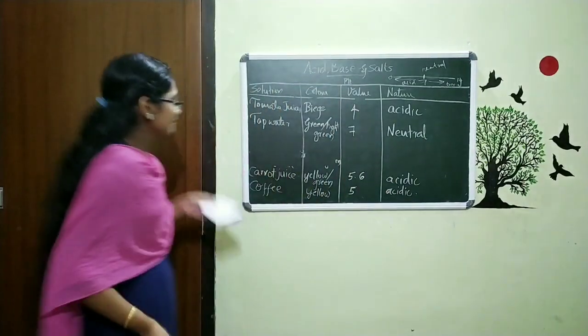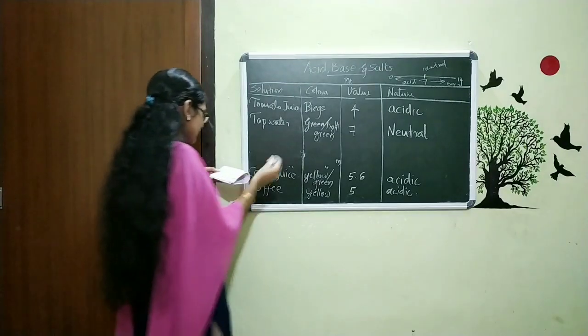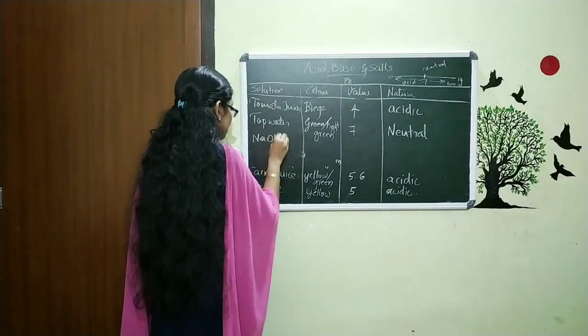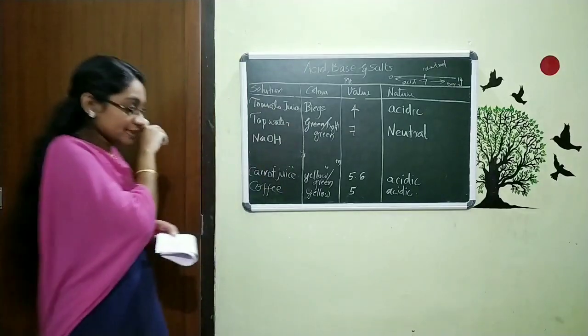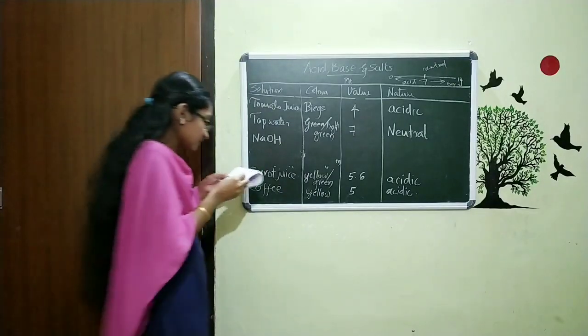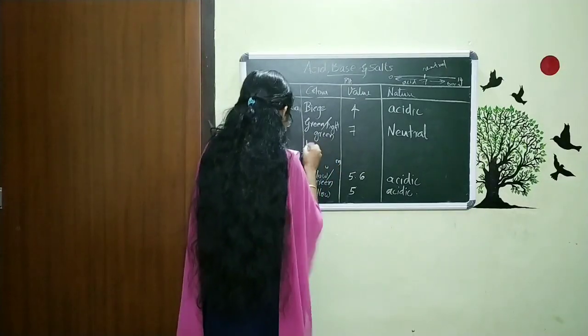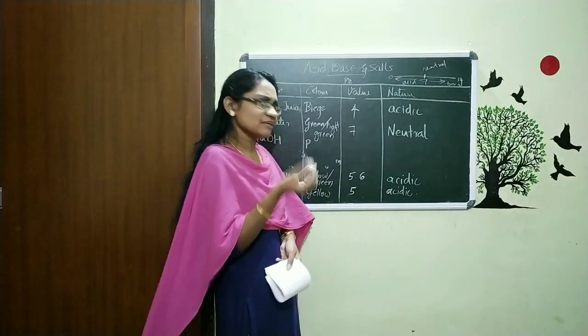So this is about the tap water. The next is NaOH, sodium hydroxide. Here, when we are doing the experiment, we get purplish blue. That means some sort of blue.